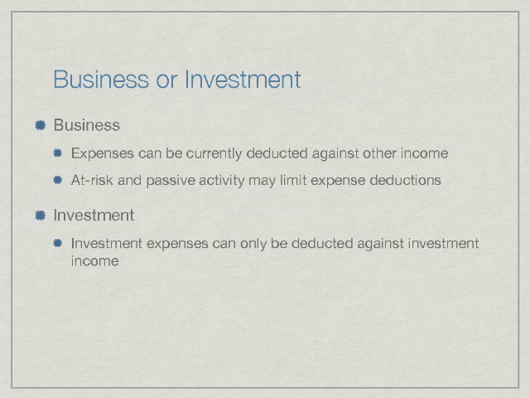The first issue to decide is whether you're going to operate as a business or hold the property as an investment. The advantage of operating as a business is the opportunity to use expenses to offset other income. This is important because the Internal Revenue Code allows for the current deduction as opposed to capitalization of most of the expenses associated with forest operations.